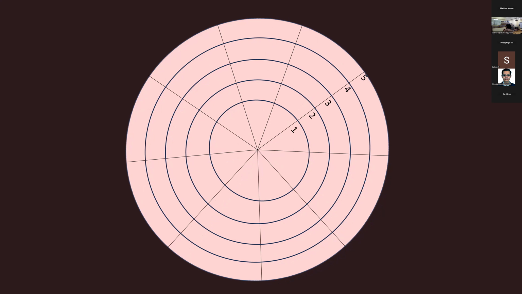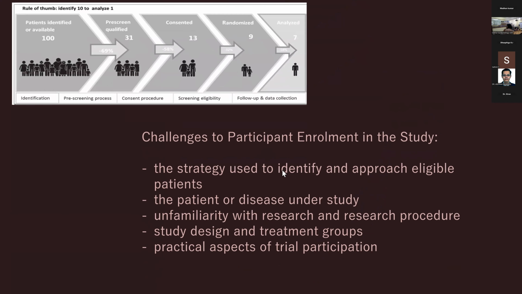First, looking at the eligibility of the participants in the study. In a pragmatic design, we try to include as many patients as possible with the condition so that they are close to real world data. The problem in recruiting participants is that only about 1 in 10 of the patients screened get into the study. What are the challenges? One is the strategy used to identify and approach eligible patients.